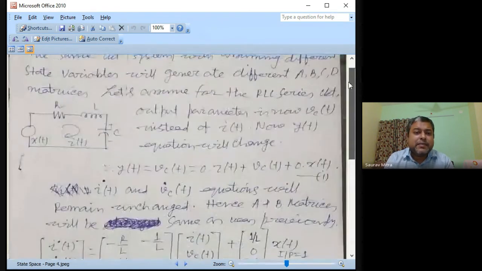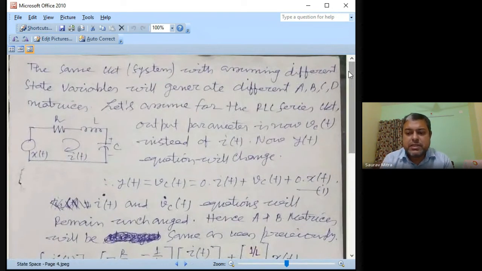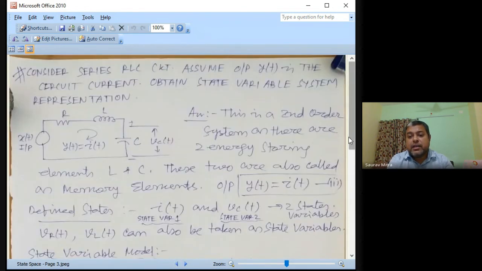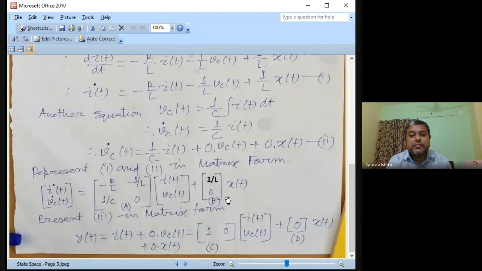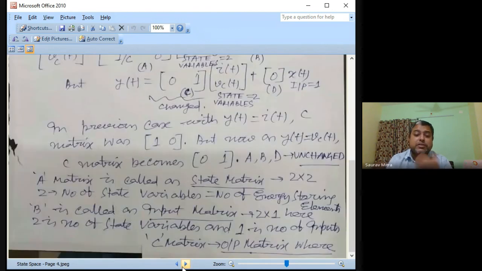So what they are writing is the same circuit or the system, which is a second order system, with assuming different state variables will generate different ABCD. So somebody wants to say that, sir, I want to take inductive voltage as a state variable. In that case, your A matrix, B matrix, C matrix, D matrix coefficients will be different, and you can see that all the elements in the ABCD matrix are nothing but the circuit elements. So minus R by L, minus 1 by L, 1 by C, 1, 0, all these are actually circuit elements. So depending on whatever system parameters, circuit parameters are given to us, we should be getting what is the ABCD matrix. And for further processing, it is used.